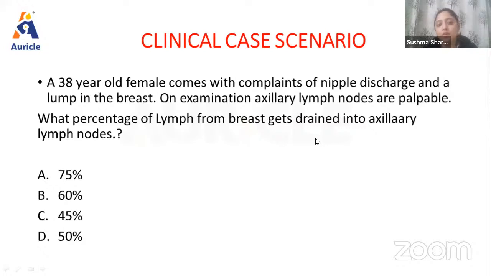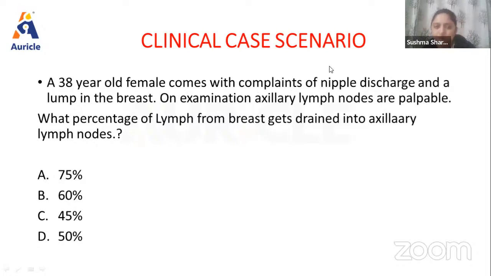A 38-year-old female comes to you with complaints of nipple discharge and a lump in the breast. On examination, axillary lymph nodes are palpable. What percentage of lymph from the breast gets drained into axillary lymph nodes is the question. This I've already covered in the previous class, and as I said, this is a revision class. About 75% of the lymph from the breast gets drained into the axillary lymph nodes. That makes the axillary lymph nodes extremely susceptible to breast cancer.